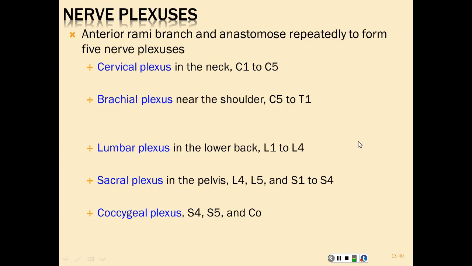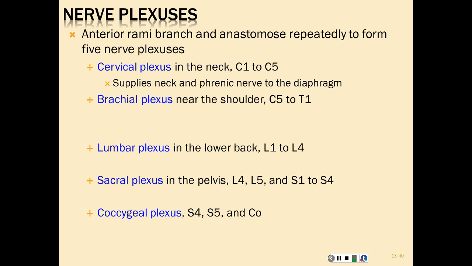Now, except in the thoracic region, the anterior rami branch and merge to form 5 web-like nerve plexuses. We have the cervical plexus, brachial plexus, lumbar, sacral, and coccygeal. Now, the spinal nerve roots give rise to each plexus and may also include smaller branches called trunks, anterior divisions, posterior divisions, and cords.